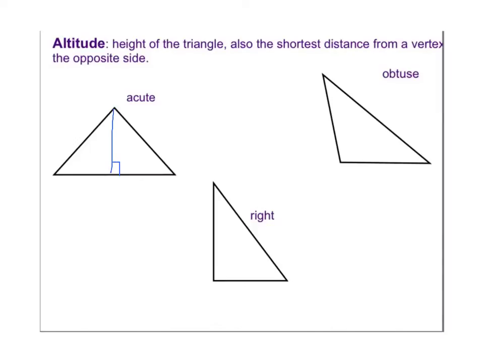The altitude would go from the vertex perpendicular to the opposite side. This is the altitude. Oftentimes they call that the height. In a right triangle, the altitude is actually a leg. It could be either one, the other leg. In an obtuse triangle, and this is just barely obtuse, the altitude is outside the triangle. And so it would look like that. But that's also the height of the triangle.